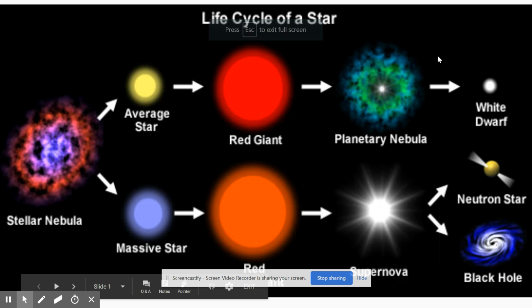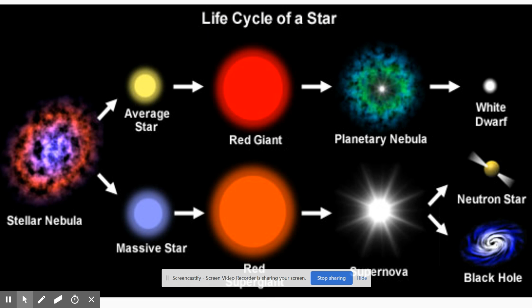Hi guys, so this video is going to review the life cycle of a star. It's a TEK that we did in the beginning of the year following Cosmos. So here's just a diagram of the life cycle of a star.